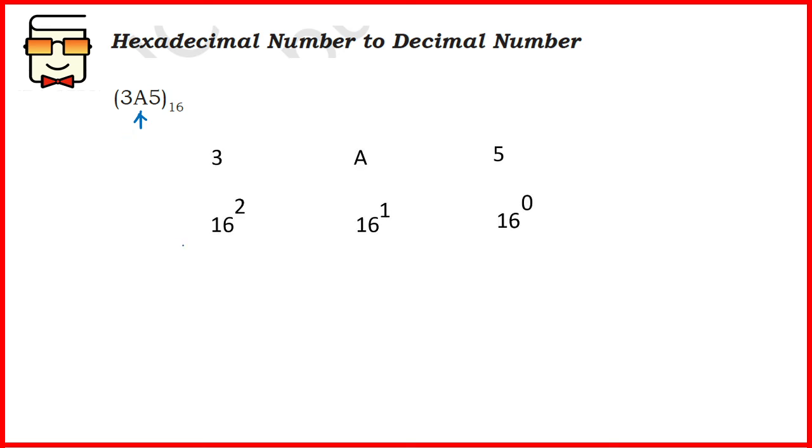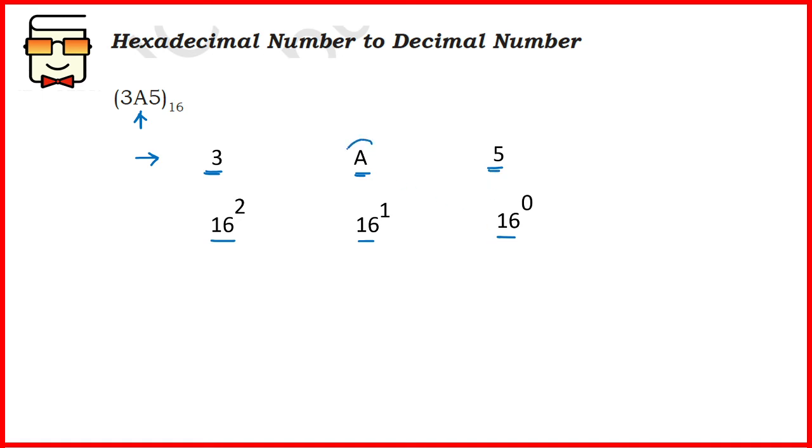Firstly, you write the digits 3, A and 5, or the characters. Here A is not a digit, it's a character. So first you write the characters of the given number. Then what is the base of this number? The base is 16 because it's a hexadecimal number. Then you raise it to the value of the position, so 0, 1 and 2 here. Okay. Then what do you do? You multiply the character or the digit with each of these values.